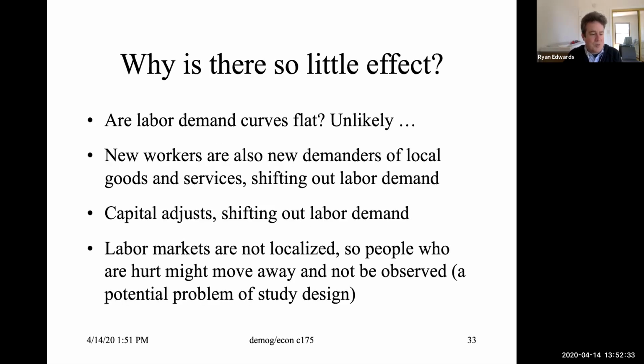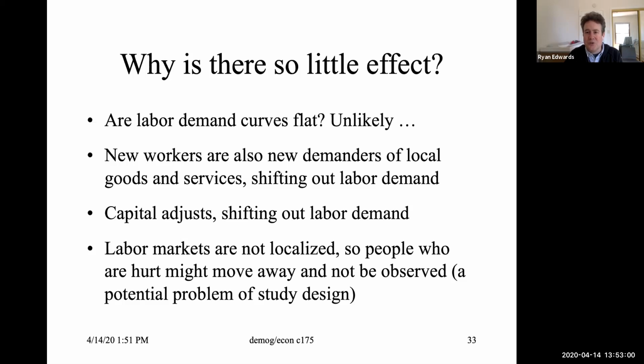But the other things that we can say about this include these. There might be a little effect because labor demand curves might be flat. That's possible. It's not real likely. You could view it as effectively having a long-term labor demand curve as being flatter, meaning that there's adjustment or evolution in the position of the labor demand curve over time for a variety of reasons here.